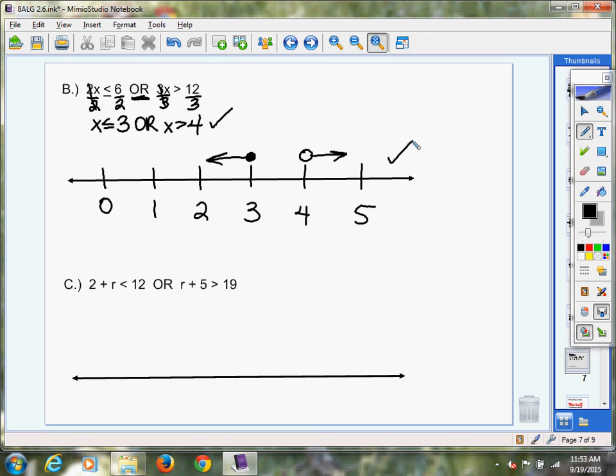All right, I'm going to leave C for you for extra credit. So give it your best shot, solve for r in each, and then graph it for me.